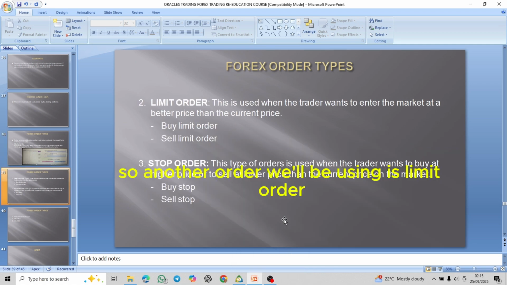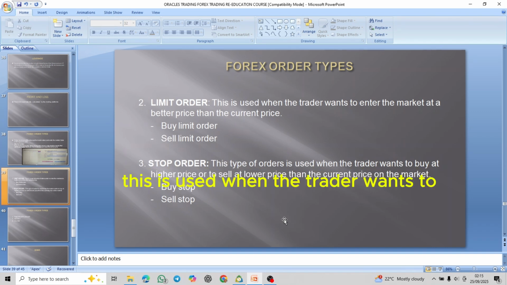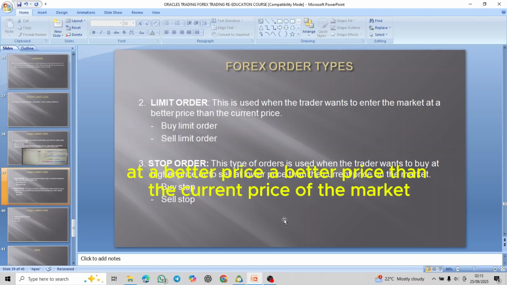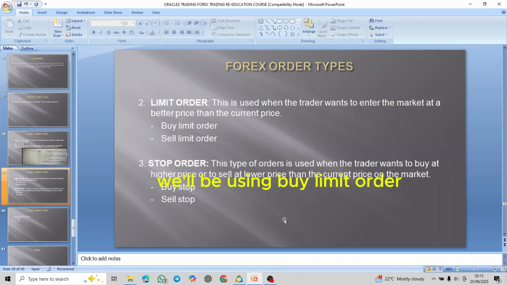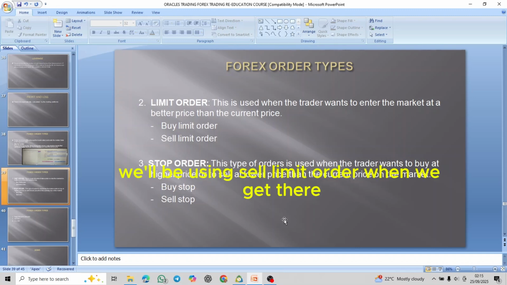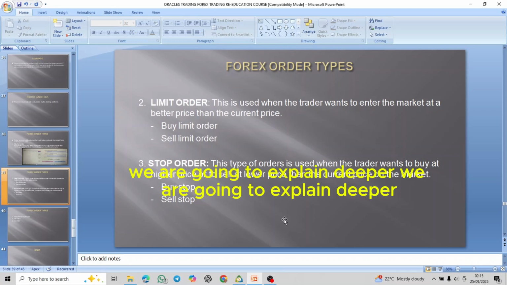Another order we'll be using is the limit order. This is used when the trader wants to enter into the market at a better price than the current price of the market. We'll be using buy limit order, we'll be using sell limit order. When we get there, we are going to explain deeper.